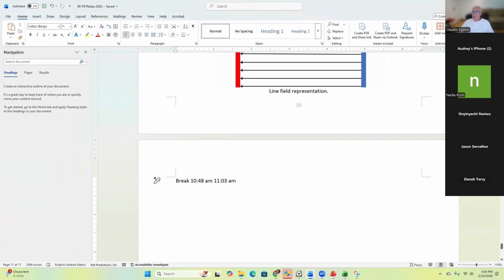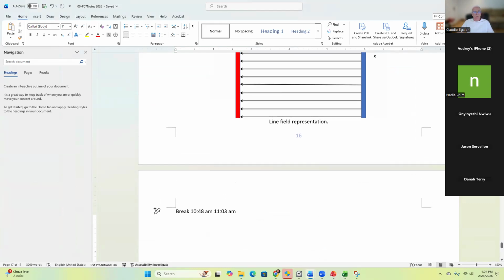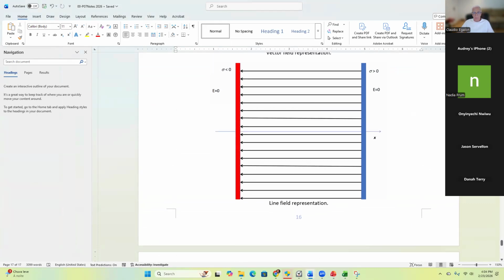So now you should know that two parallel plates produce a uniform field inside the volume between the two plates, and the electric field is equal to 0 outside this volume.